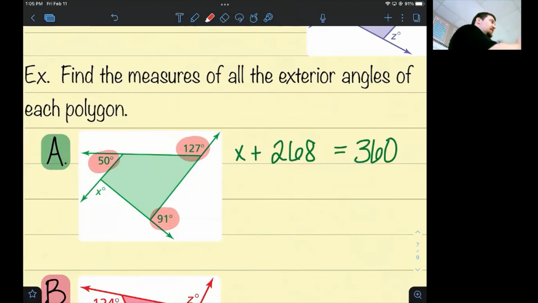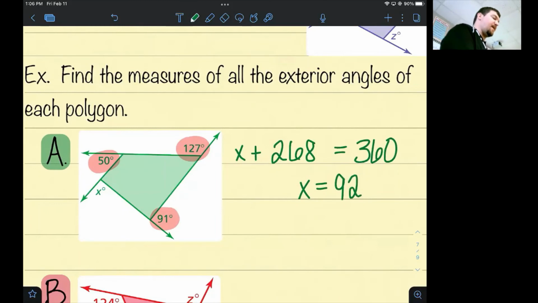Add it with X. So this is where I want you to start when you are doing your work on paper and writing this on your quiz and test. I want you to start with this equation, unless you want to write the whole thing out, which you're welcome to do. But you can start with the combined sum of 268. And then when you subtract that over, Xander, what is that going to give you for X? 92. X is 92. Okay.